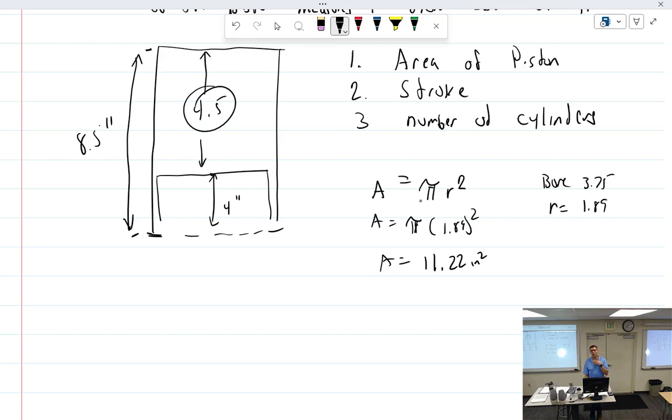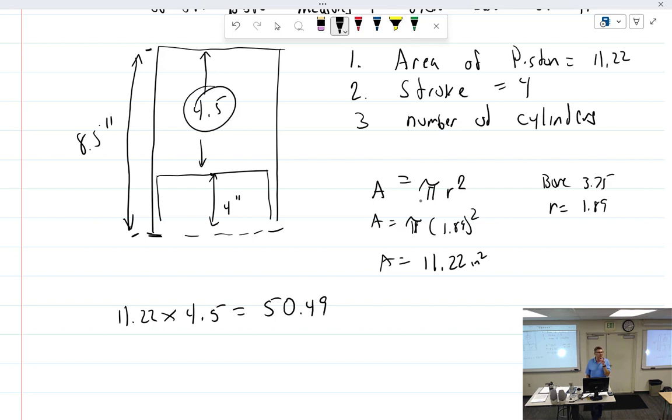And again, this is the worst of them all. So the stroke equals 4.5. Area of the piston equals 11.22. So it is the area of the piston, 11.22, times the what? Stroke, which is 4.5, equals 50.49. And that is what?